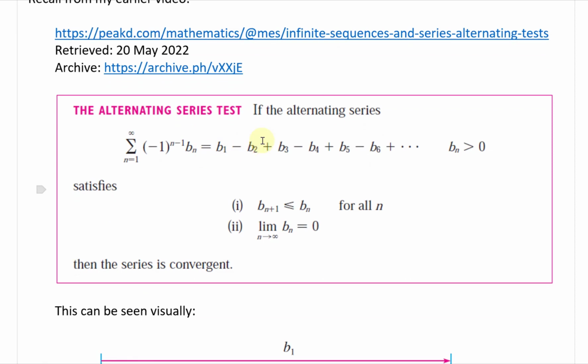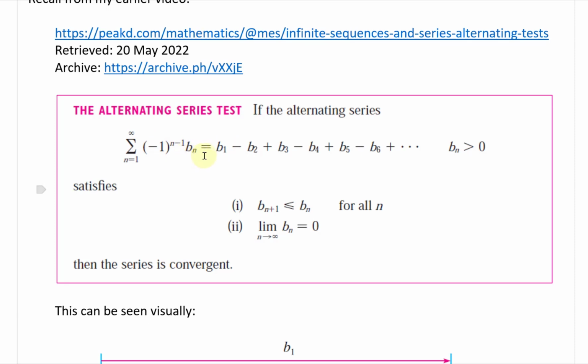So the alternating series test. If the alternating series, this series right here, the summation from n equals 1 to infinity of (-1) to the power of n minus 1, so that it's always going to alternate between positive and negative. If you put in n equals 1, that'll be 1 minus 1 is 0, so (-1) to the power of 0 is 1. You put in 2, that'll be 2 minus 1 is 1, so (-1) to the power of 1 is -1.